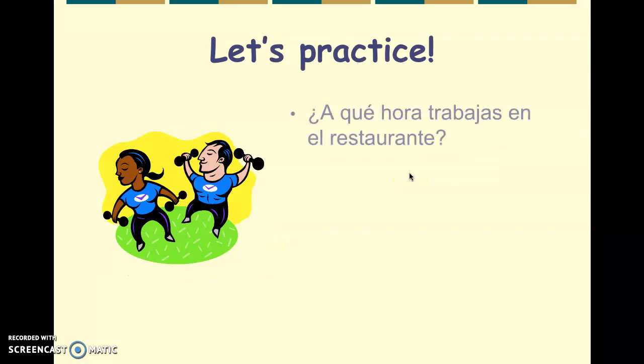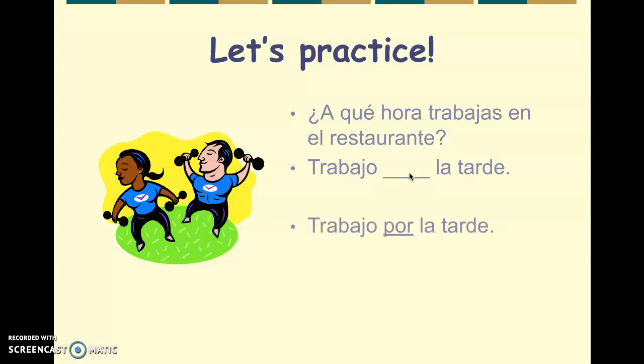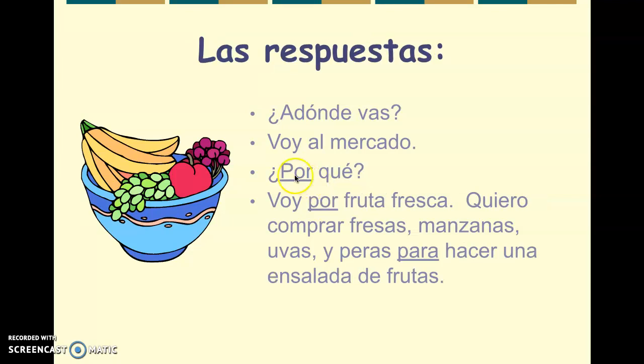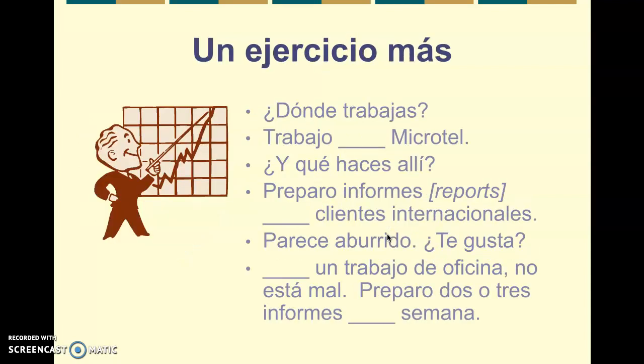Ok, practicamos un poquito. ¿A qué hora trabajas en el restaurante? Trabajo por. Bien. ¿A dónde vas? Voy al supermercado. Toma un momentito para pensar. Deben tener por qué. Voy por fruta fresca. Quiero comprar fresas, manzanas y peras para hacer in order to make una ensalada de frutas.